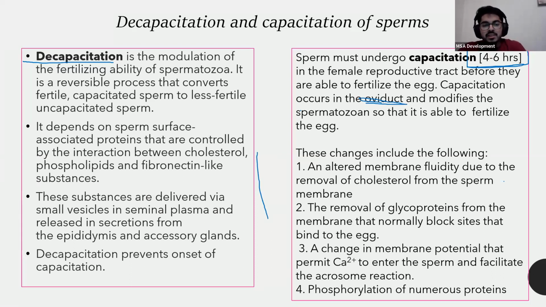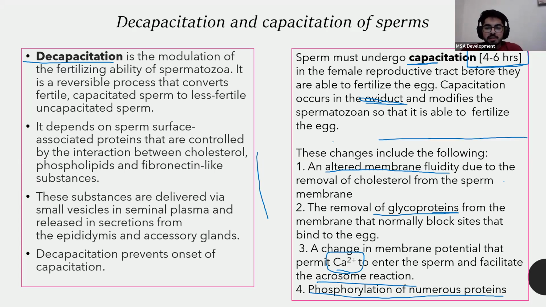In the oviduct, this decapacitation process, we said, is reversible. So now it's going to be reversed, and we have capacitation activated. When capacitation happens, we have a series of modifications such as altered membrane fluidity, which is going to help the sperm live in the acidic environment of the uterus. Also, removal of glycoproteins. When these glycoproteins are removed, this is going to allow the sperm to attach to the zona pellucida and start the acrosomal reaction with the help of the influx of calcium. Also, phosphorylation of numerous proteins.